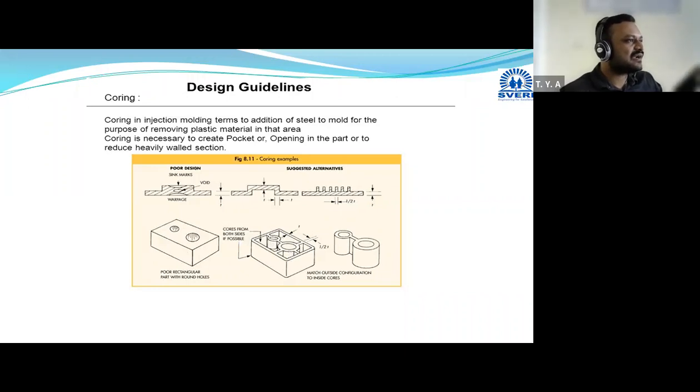And that metal portion, whichever extra portion we are providing for removing the extra plastic material, is termed as the coring. Got it? So these are the design guidelines for providing the coring in the plastic part. In today's session, we have completed the concept of minimum wall thickness and design guidelines for the coring. Why we are providing the coring and how it is provided, and generally we are using the metal corings.